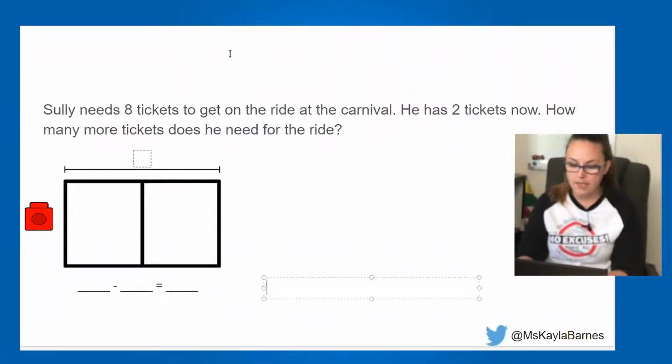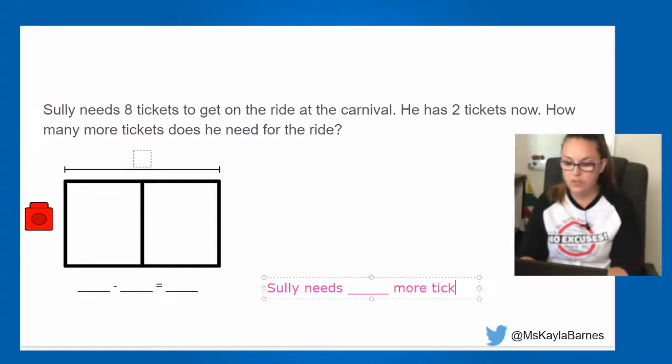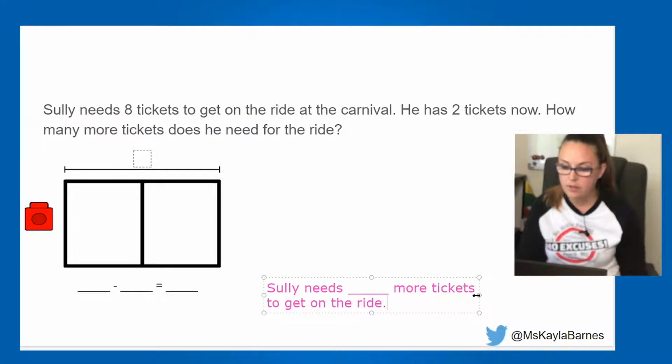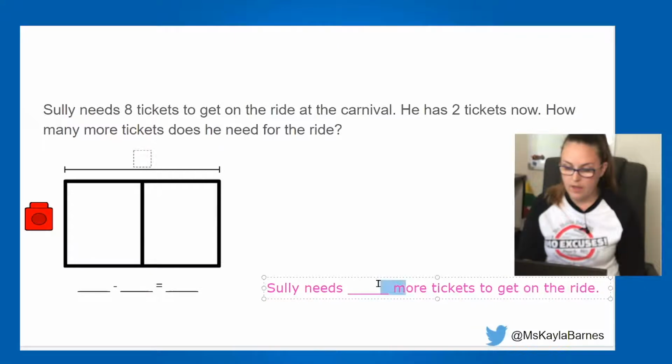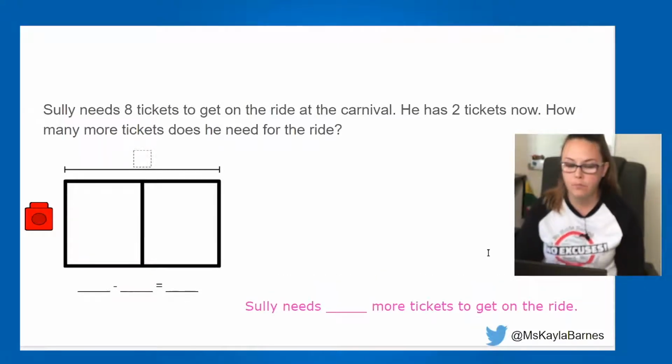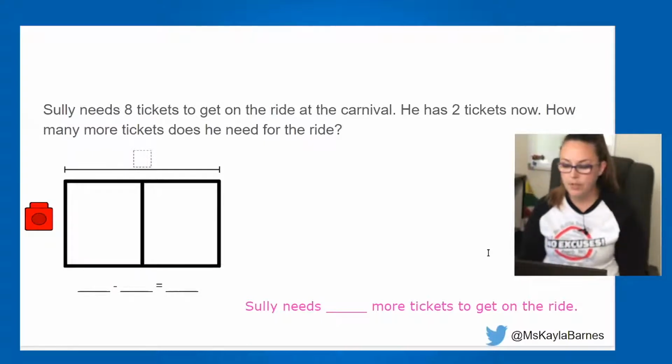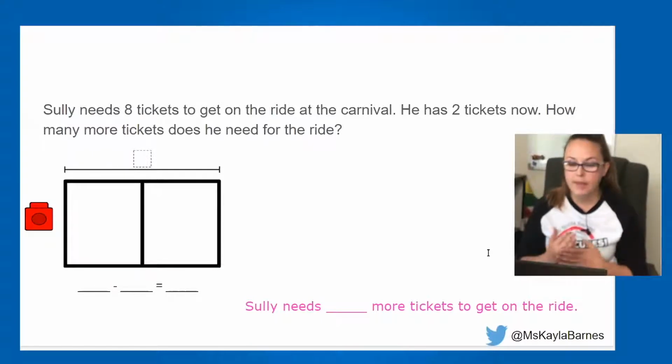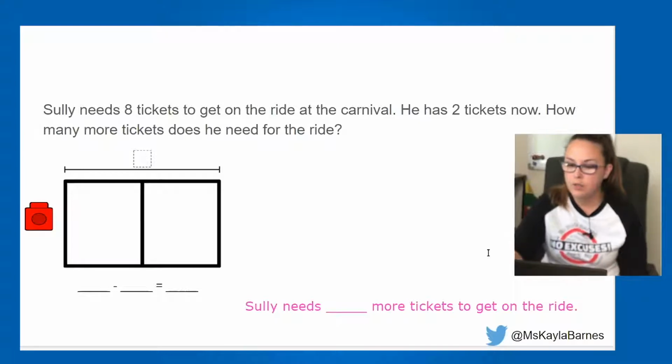So our sentence should say something like, Sully needs some more tickets to get on the ride. Okay. So that's going to be our answer statement. And we leave the blank there so that we know we have something to solve. Now the next step in our process is for us to go back, stopping at each punctuation mark and figuring out how to model that part of the problem.